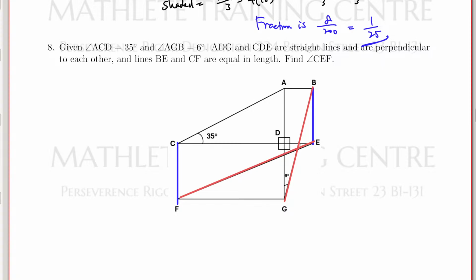Okay, I just wanted to confirm. I believe the question condition is supposed to be the two red lines are equal in length and not the two blue ones. Okay, so sorry about that. Let me change the question. So actually it's supposed to be lines BG and not CF but EF are equal in length. Okay, so find this angle CEF given to us.